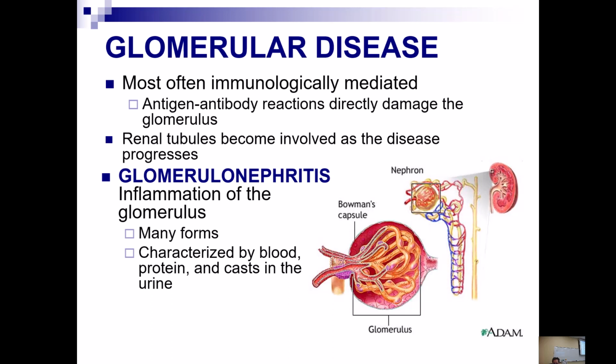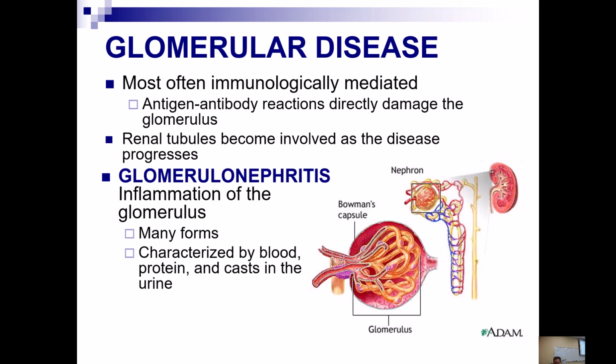We have this antigen-antibody reaction, and they're going to form complexes and precipitate that's going to end up damaging the glomerulus. So it actually hits the glomerulus and damages it. As the disease progresses, we're going to end up getting some renal tubular involvement also. And then it's going to lead to glomerulonephritis. Glomerulonephritis is actually just inflammation of the glomerulus. It can be in many forms, but its primary characterization is we get blood and protein and casts in the urine.